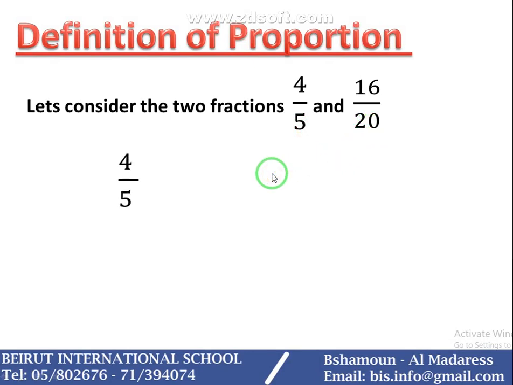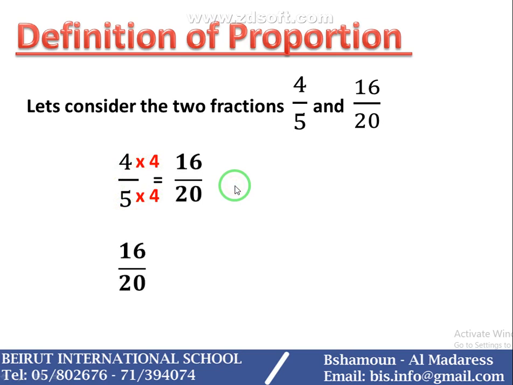If we start with 4/5 and multiply the numerator and the denominator by the same digit, which is 4, we'll get the fraction 16/20. And if we begin with 16/20 and simplify the numerator and the denominator by the same digit, which is 4, we'll get back to the fraction 4/5.